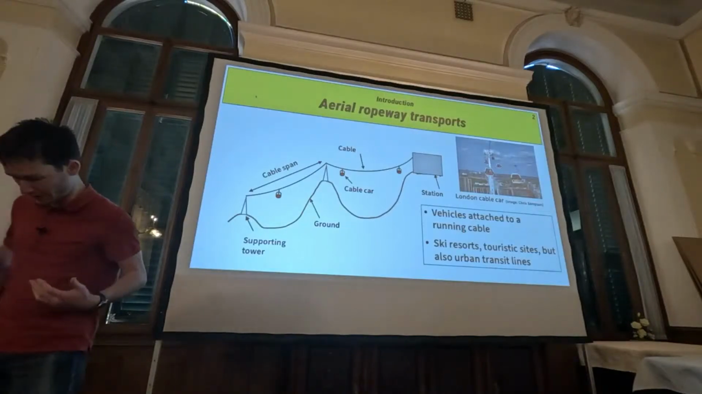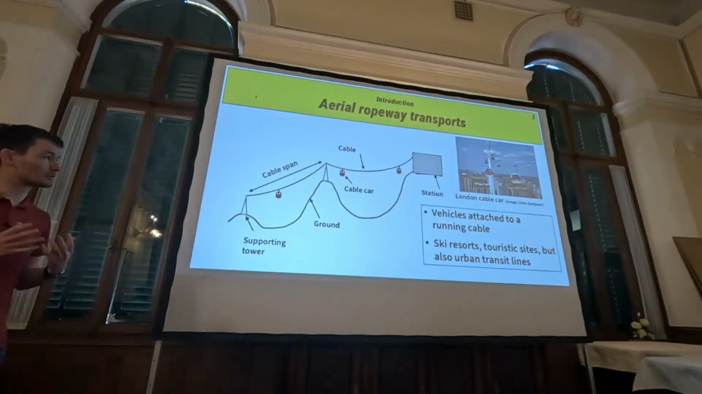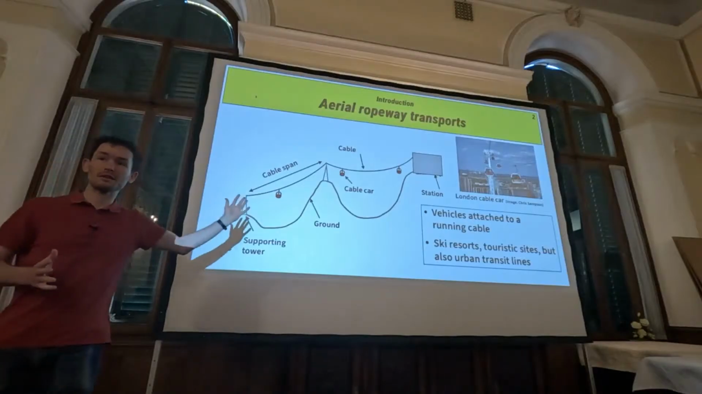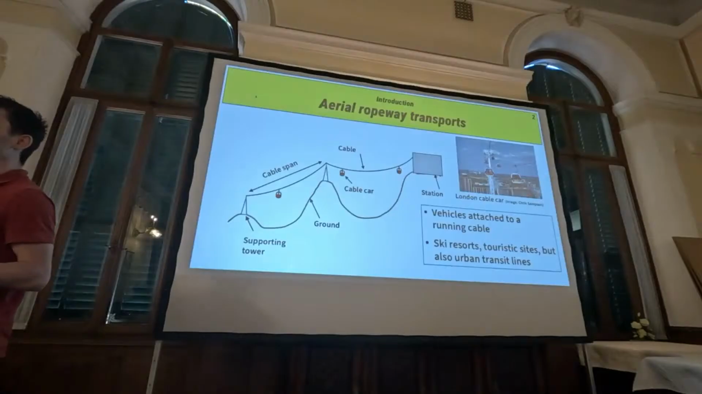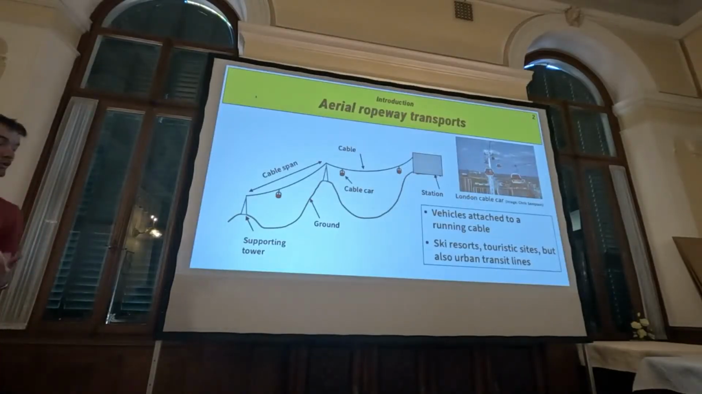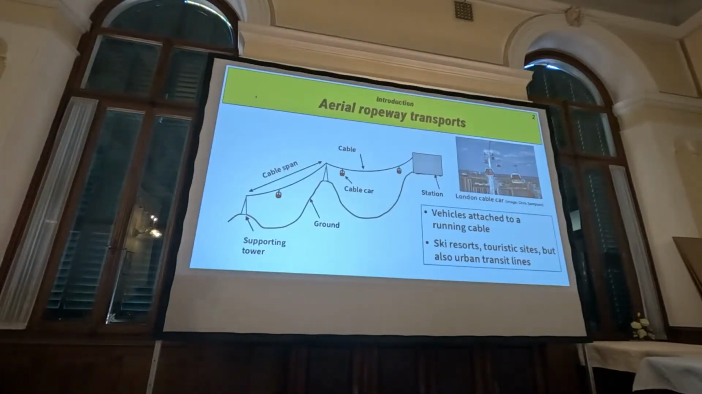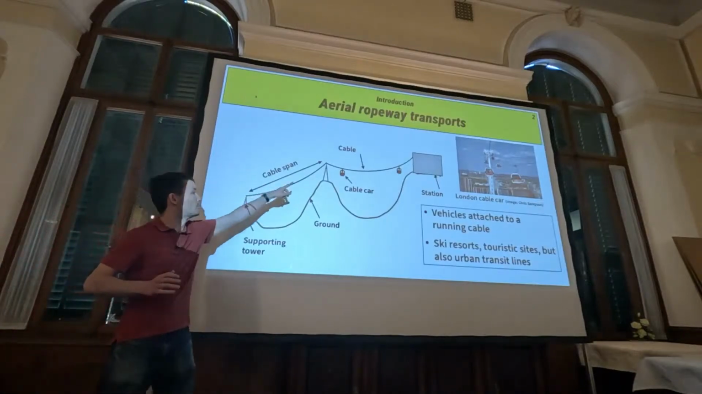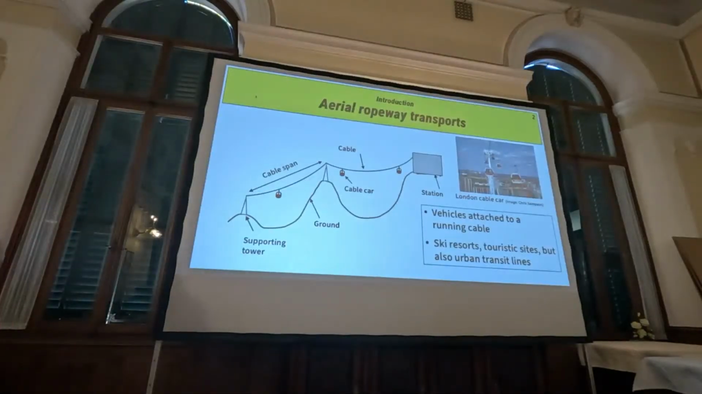By aerial ropeway, I mean cable transport: chairlifts, cable cars, and all other vehicles fixed to a running cable to transport people or things. Maybe some of you have already been on this kind of transport. You can find them in ski resorts, but also in cities to reach touristic sites, and more and more for daily commuting as an alternative to tramways, buses, and so on. It's a cable supported by pylons with, at each end of the installation, a station so that people can get on or off vehicles.